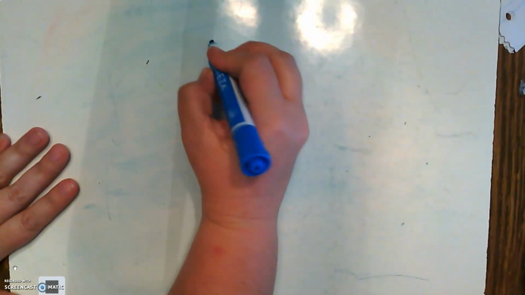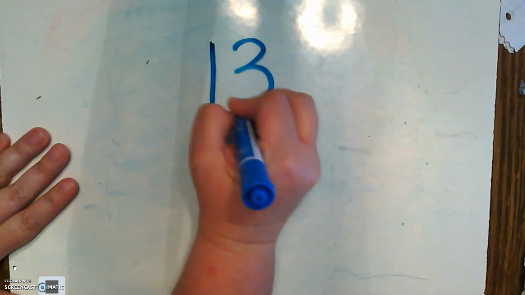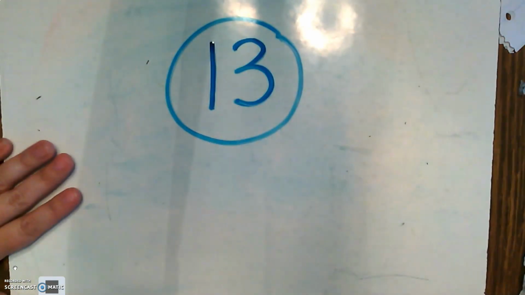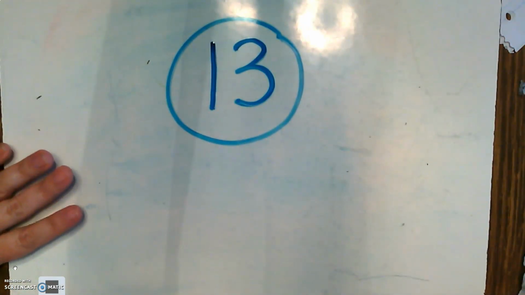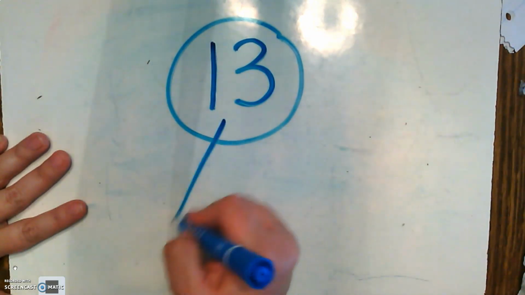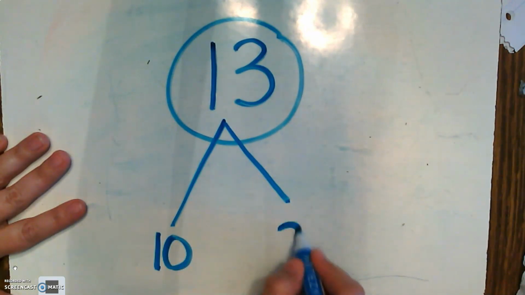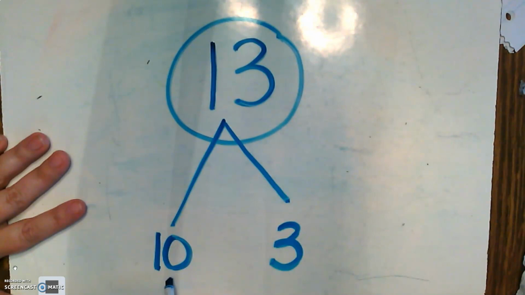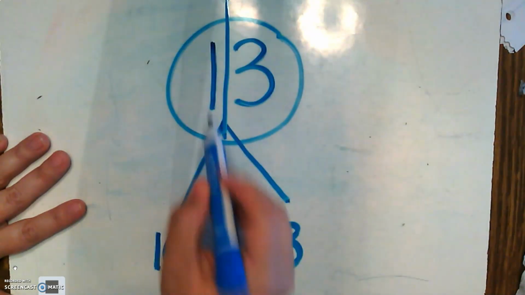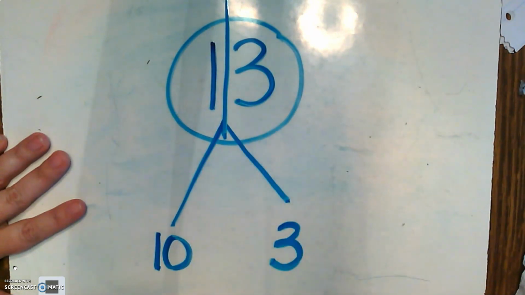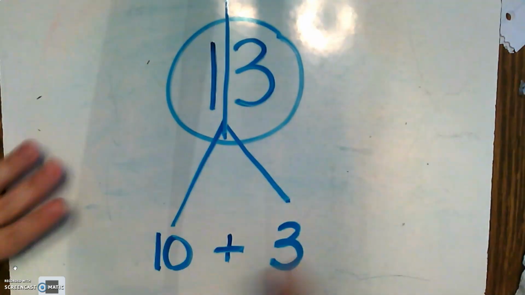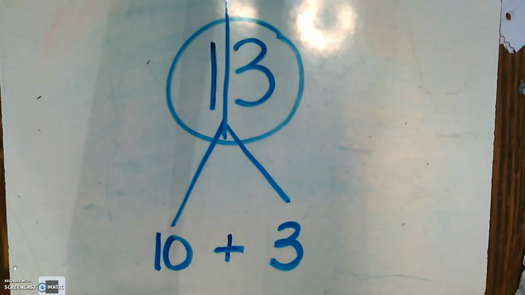Here is another one. What is this number? Good, this is the number 13. So if we break the number 13 into two parts, we have 10 and 3. One group of 10 and 3 extra ones. And that's what this number tells us. One group of 10 and 3 extra ones. So 10 plus 3 equals 13.